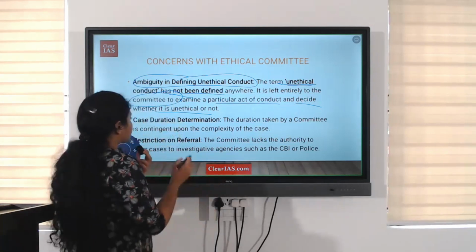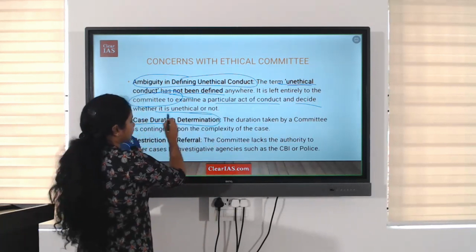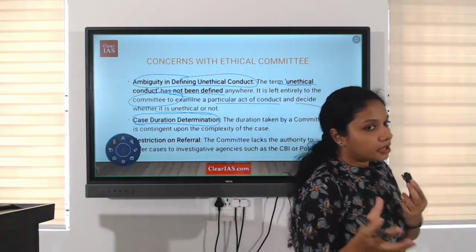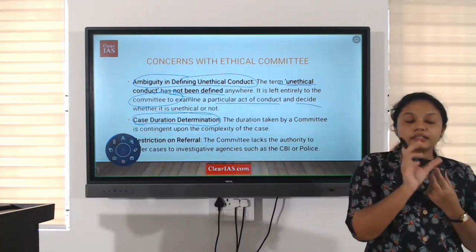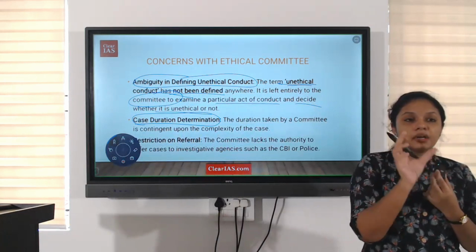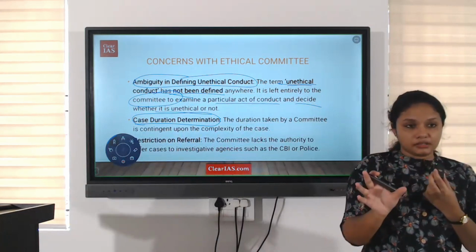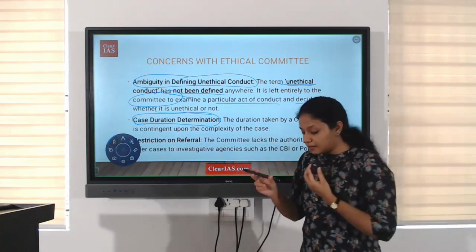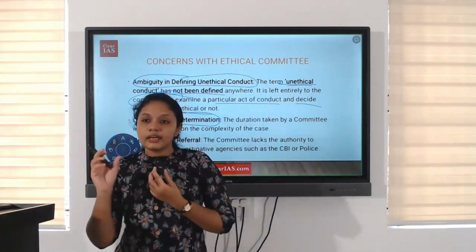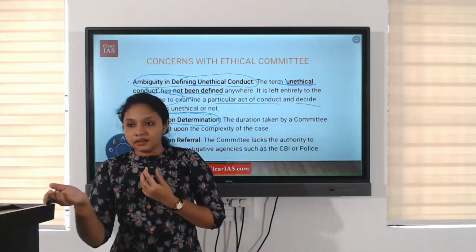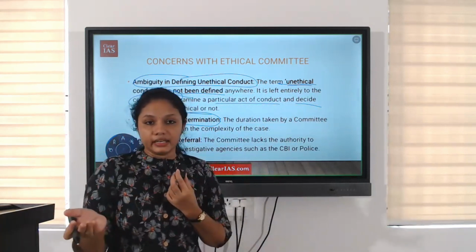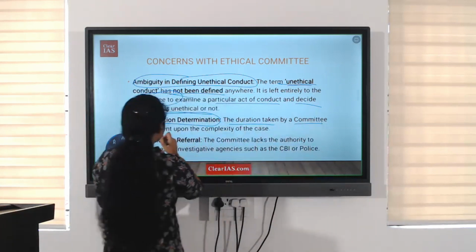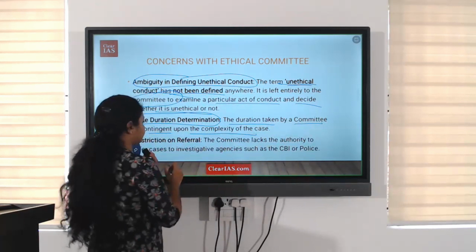Next one is case duration determination. The duration taken by the committee depends upon the complexity. But the time within which things should be sorted is not mentioned. It only depends on the committee. When a time frame is not given, it can have a longer span, right? So it can have a delay. The duration taken by a committee is contingent upon the complexity of the case.